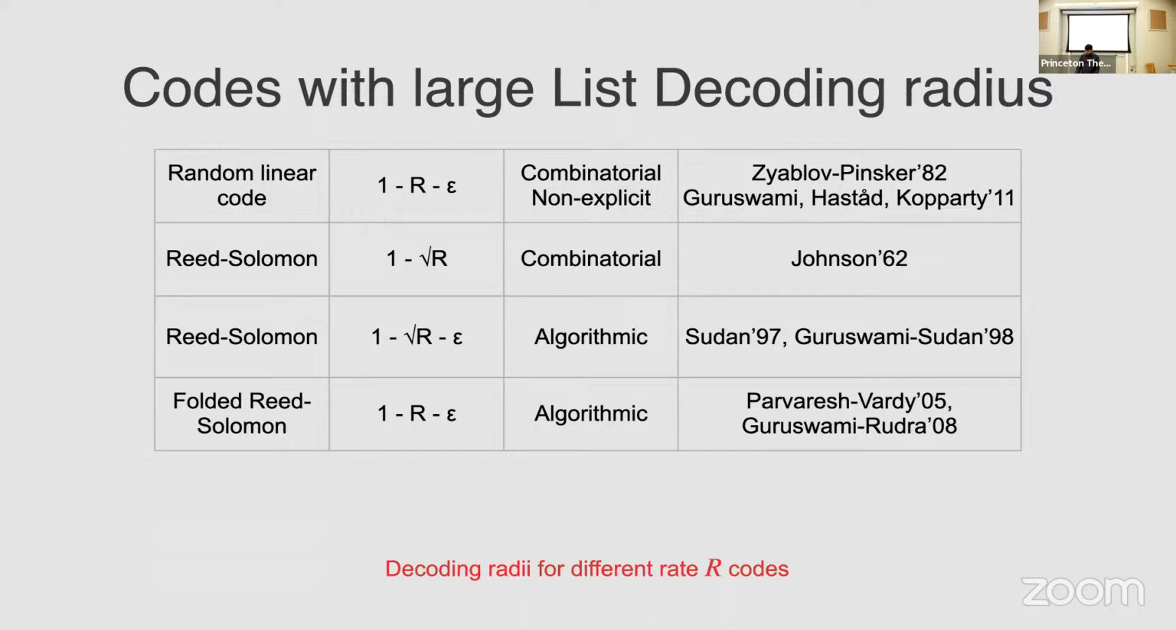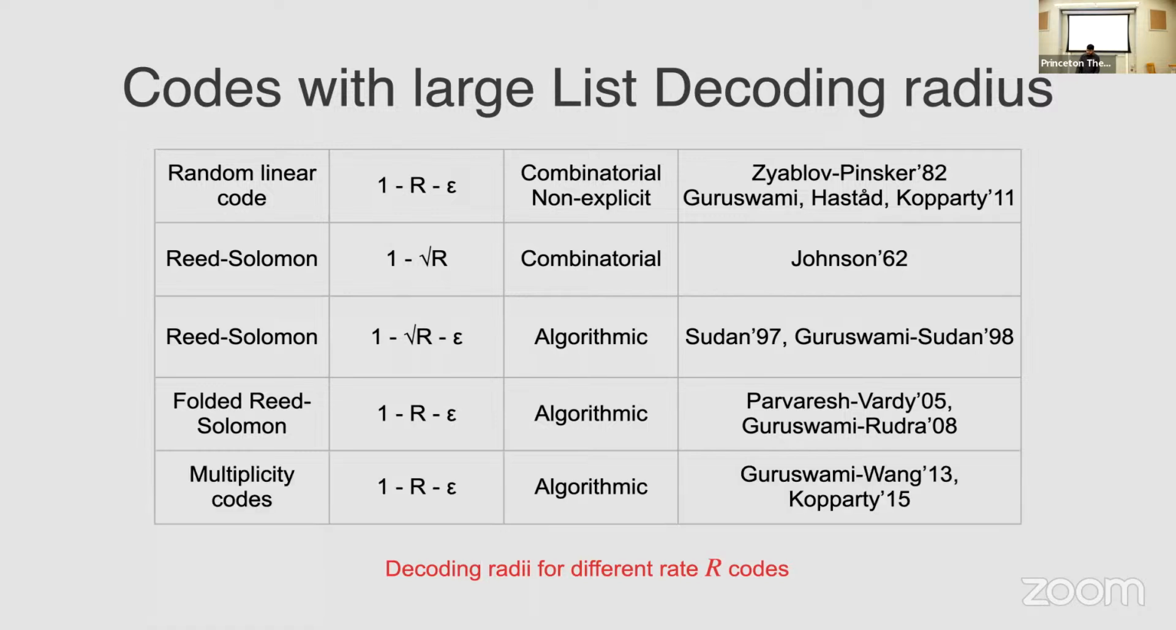Then for a while, it wasn't clear whether we can construct explicit codes that truly get to the capacity of 1 minus r, until in 2006, Guruswamy and Rudra constructed this code called folded Reed-Solomon code, which can list decode up to 1 minus r minus epsilon. And later on, there were other codes also, which are closely related to Reed-Solomon codes, called multiplicity codes or univariate multiplicity codes, that can correct the optimal number of errors.